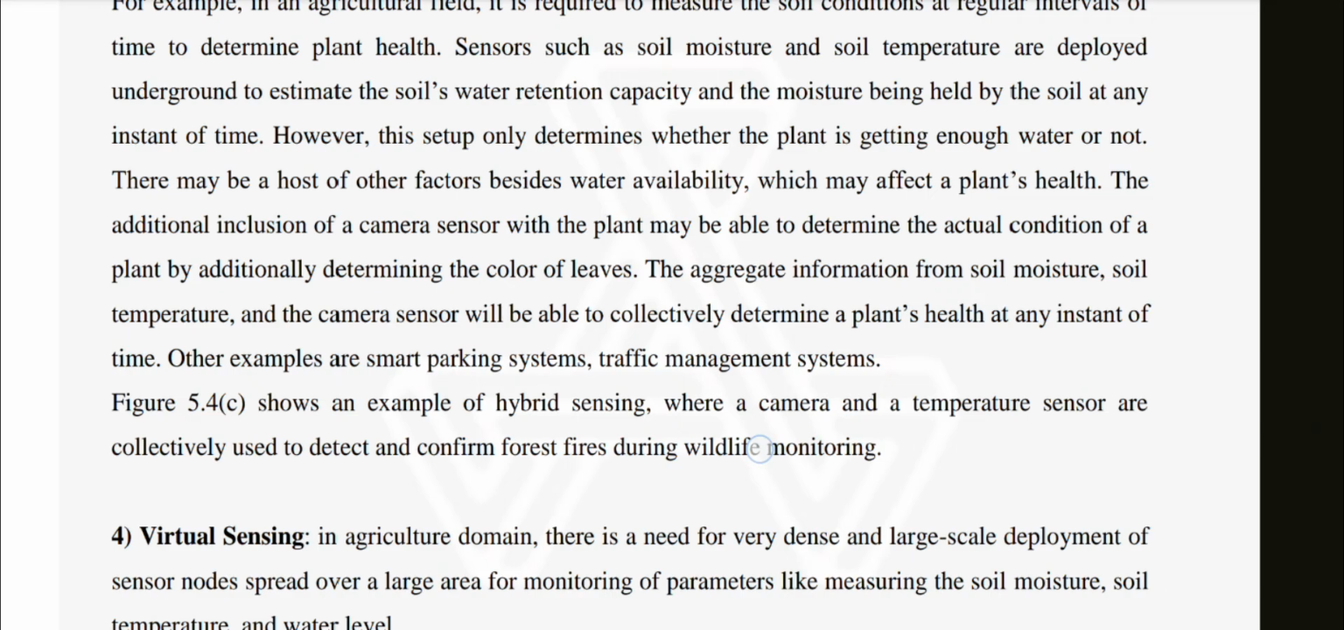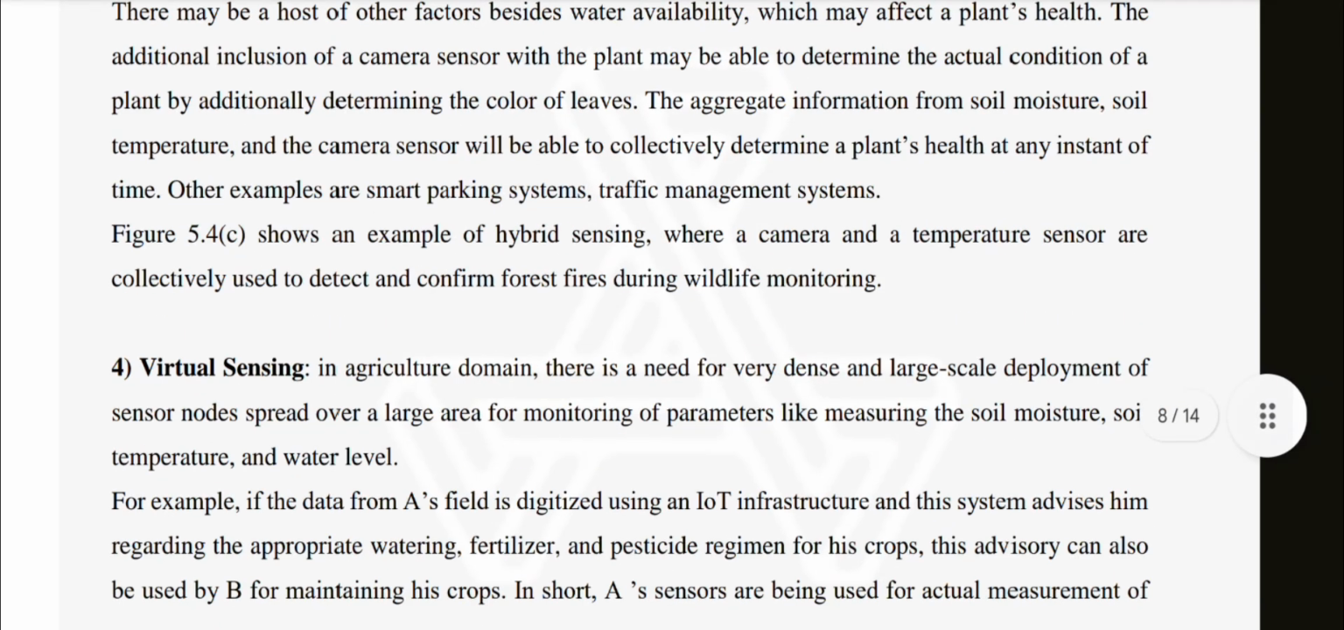Other examples are smart parking systems, traffic management systems, and figure 5.4 shows the example of hybrid sensing where a camera and a temperature sensor are collectively used to detect and confirm forest fires during wildlife monitoring.